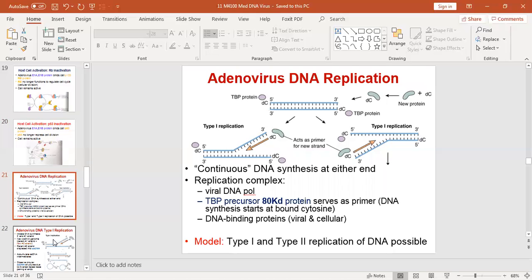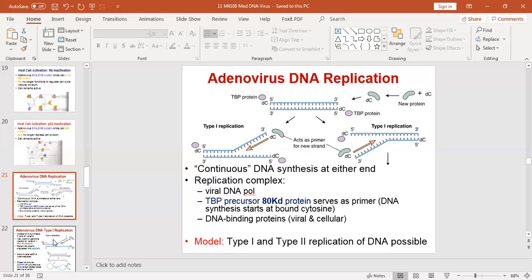Adenovirus has a double-stranded DNA, therefore, continuous DNA synthesis can potentially occur at either end of the genome. In order for the replication to proceed, we need a replication complex that is made up of a DNA polymerase that virus brings in with itself, so a viral DNA polymerase, a terminal binding protein or TBP precursor, the 80 kilodalton protein, as depicted by an oval bluish, purplish color at the 5' ends of the genome on the top figure. This 80 kilodalton protein, or TBP, serves as primer where DNA synthesis starts at a bound cytosine.